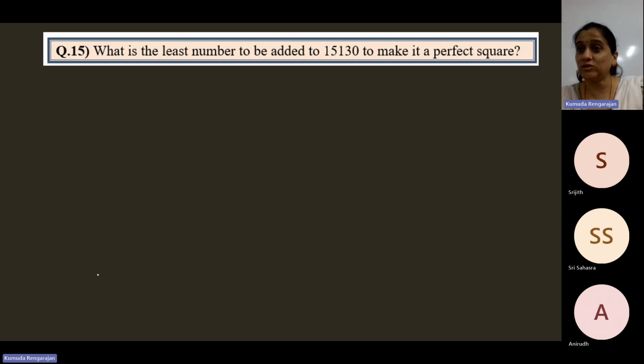Square the successor of the quotient. Square the successor of the quotient.